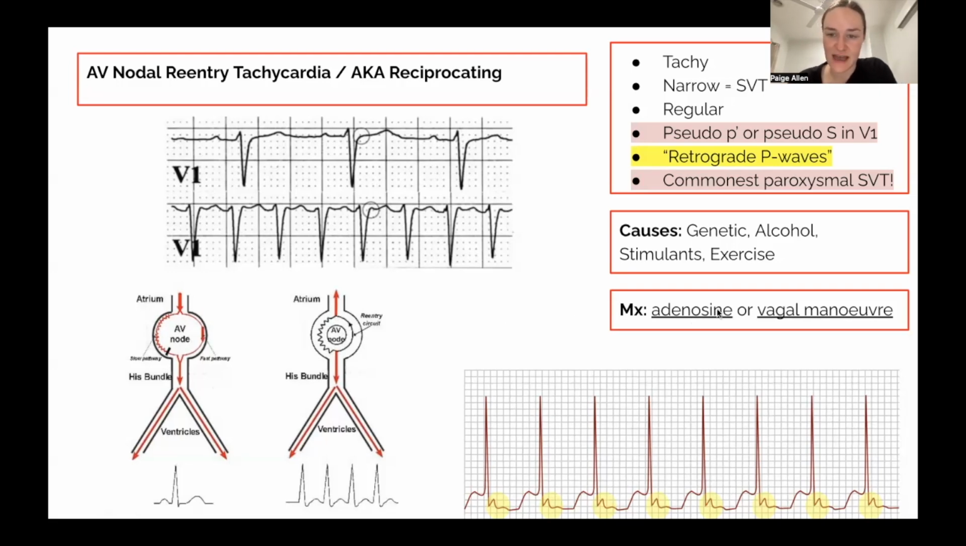The management for this is either adenosine or a vagal maneuver. So this one's cool because I'm not sure if you guys remember what a vagal maneuver is, but it's when you're essentially increasing your intrathoracic pressure, and that can cause you to basically get out of this rhythm. So a good example of that is having someone pinch their nose and blow, you're increasing your pressure. Or if you think about someone straining on the toilet, that's also a vagal maneuver. So any sort of that mechanism increases pressure and can cause you to come out of this. So that's a good buzzword to remember as well. But yes, management is just adenosine.